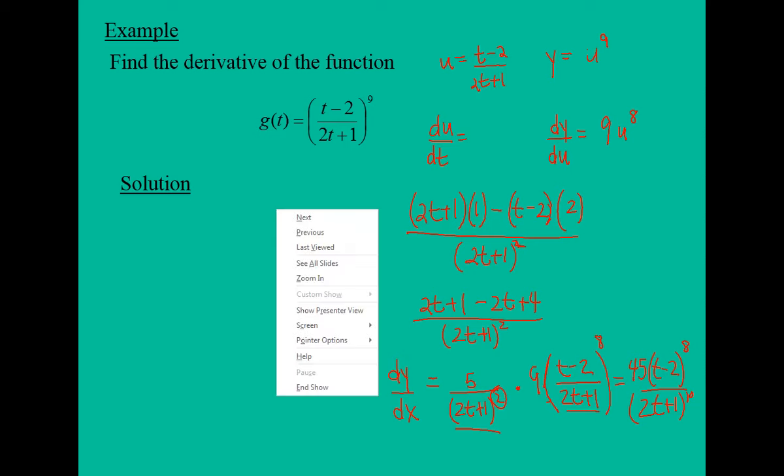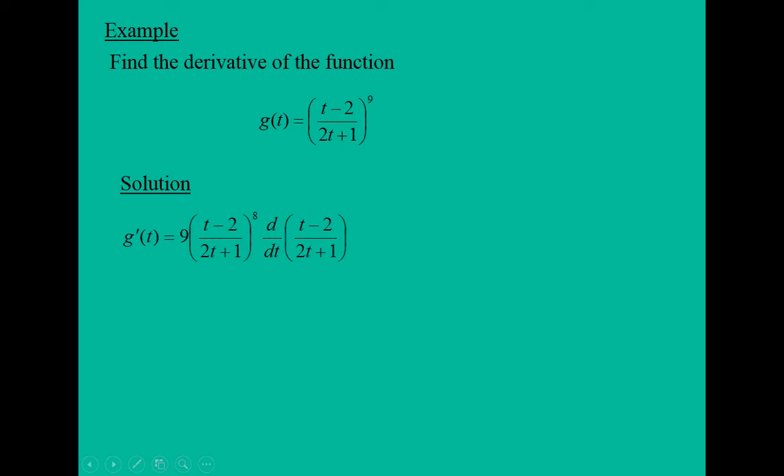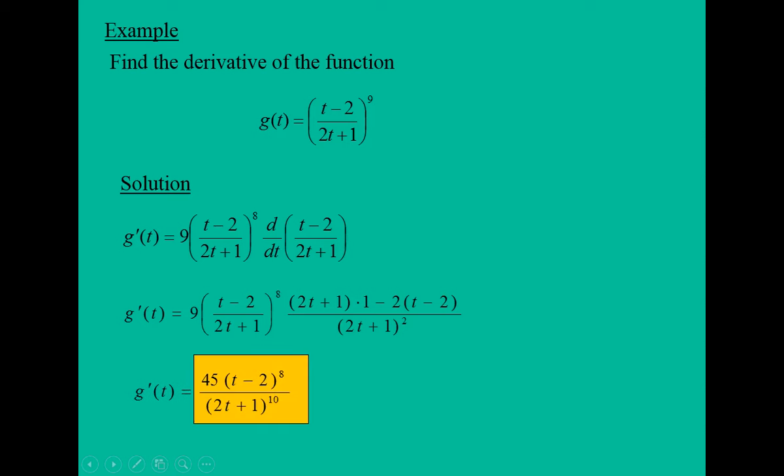So if we compare this now with using the power rule combined with the chain rule, you can see we have our 9 times t minus 2 over 2t plus 1 to the 8th times the derivative of the inside function. We had that doing it the other way. And you can see the similarities here, and you end up with the same answer. But you can see this is a little bit more efficient if you use the power rule combined with the chain rule.